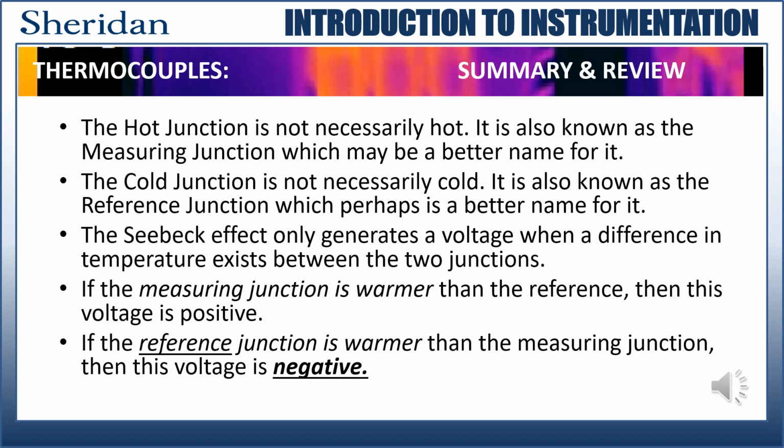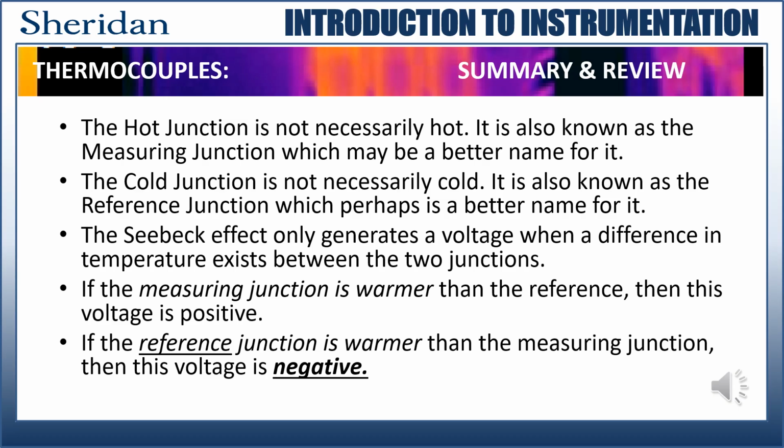The Seebeck effect only generates voltage when? Well, when there's a difference in temperature between two junctions and you're using dissimilar metals to create the effect. If the measuring junction is warmer than the reference, then the voltage is positive. So by extension, what does it mean if it's negative? Well, then that means that the reference junction is warmer than the measuring junction.